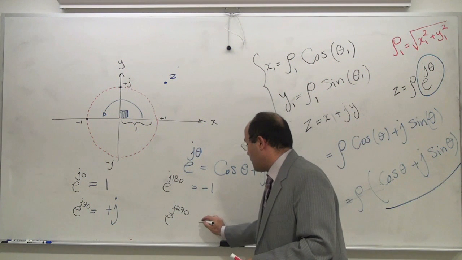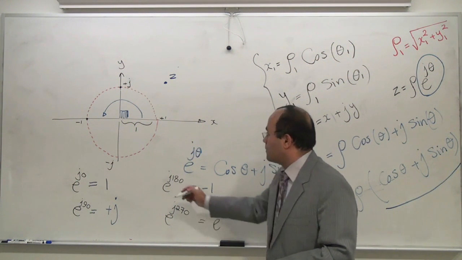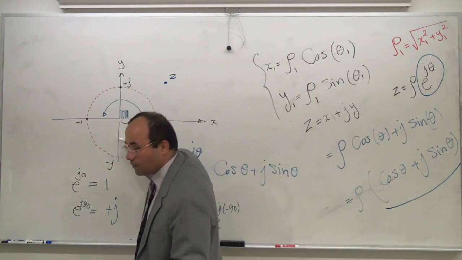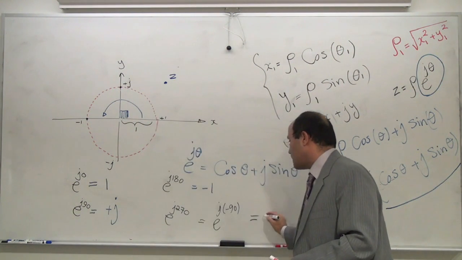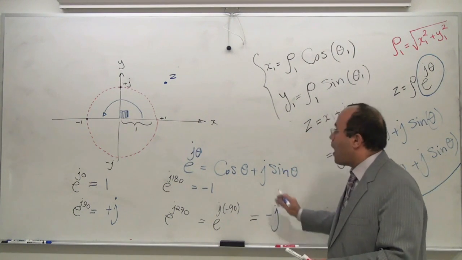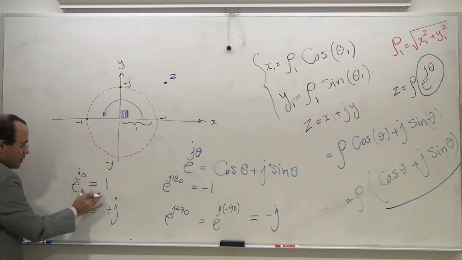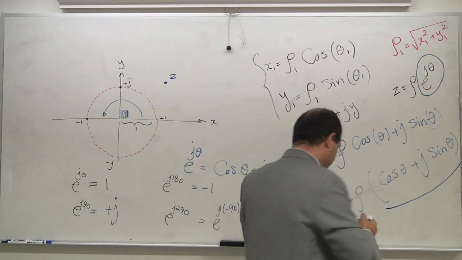270 degrees is the same as e to the power of j minus 90 degrees. They are the same. 270 is this part, or minus 90 degrees this part. They reach the same point. So if that's the case, how much is this? That's minus j. I need you to remember this, because on many occasions, we need you to actually calculate these values. Let me give you an example.